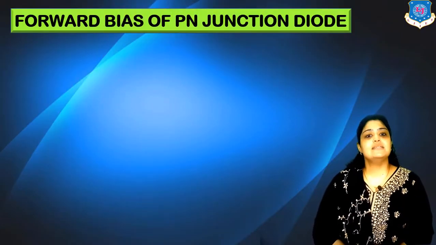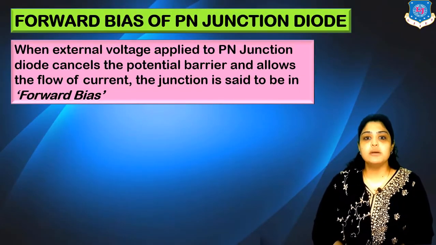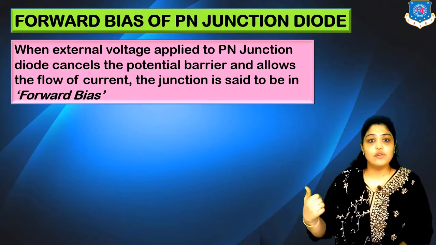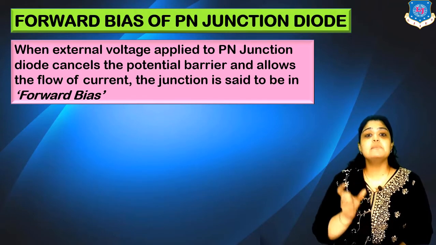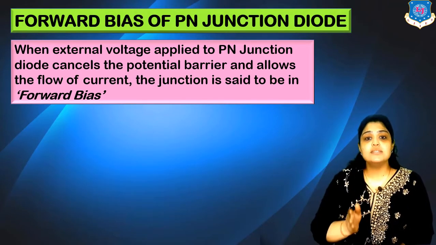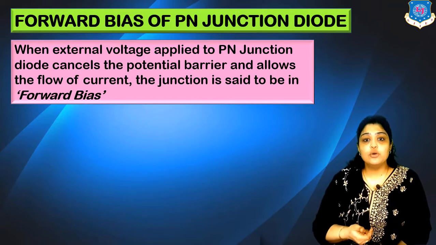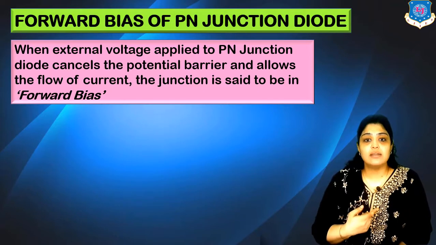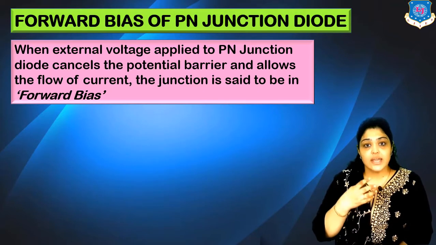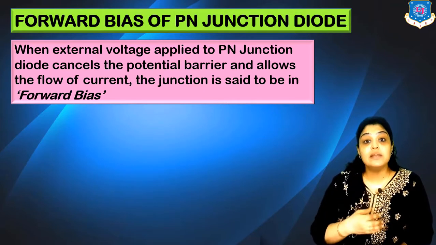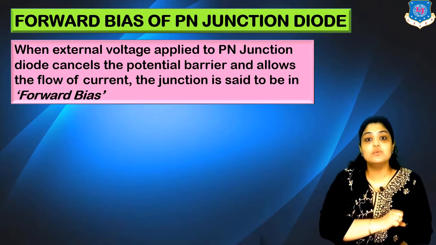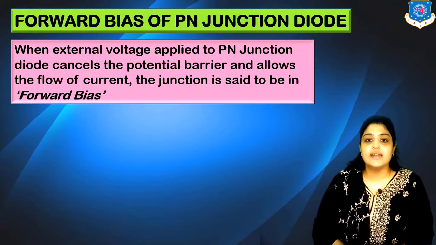Now, let us understand the working of a PN junction diode. So construction we have already seen. We have seen that there is a barrier created across the junction due to the diffusion of electrons. So if you want current flow, you will have to overcome this barrier. So there is a particular condition in which this barrier is eliminated or reduced. And let's see what this condition is.